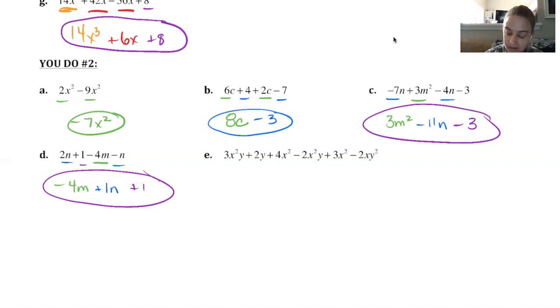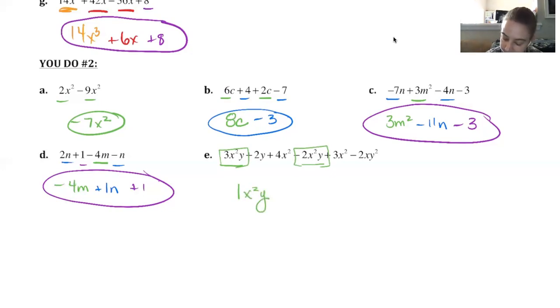Now, letter E. I left this one so that we could do this together. I'm looking at x squared y. So I want to see if I have any other terms that are exactly x squared y. So x squared y, here's an x squared y. Now the one on the end is xy squared. Close, but not the same thing. So that one doesn't count. So 3x squared y minus 2x squared y is 1x squared y.